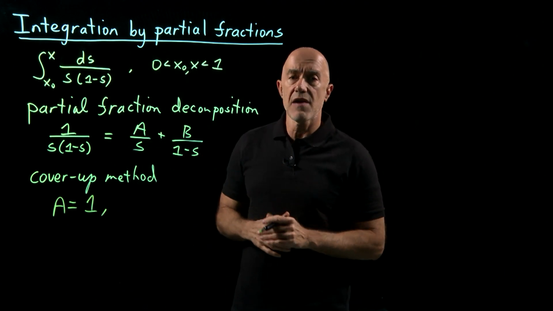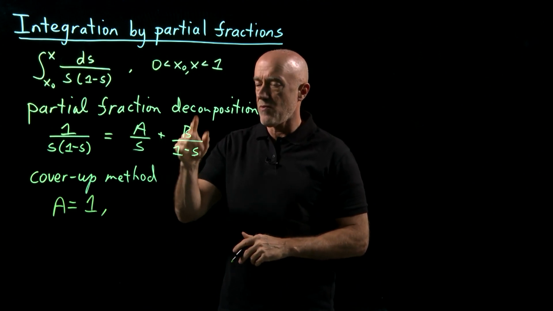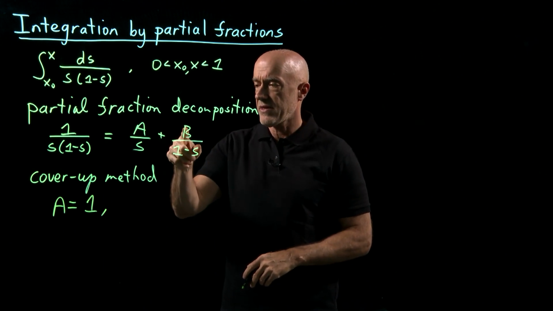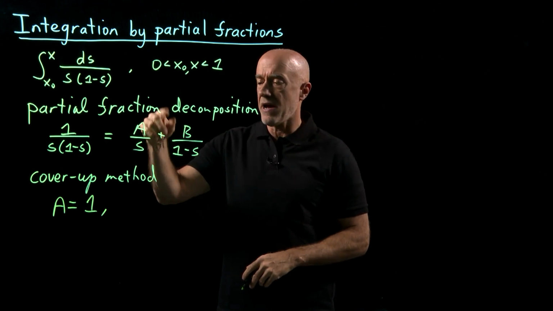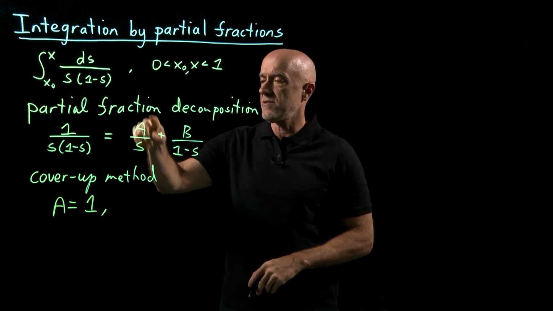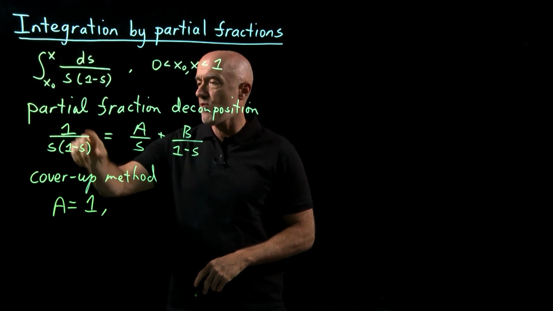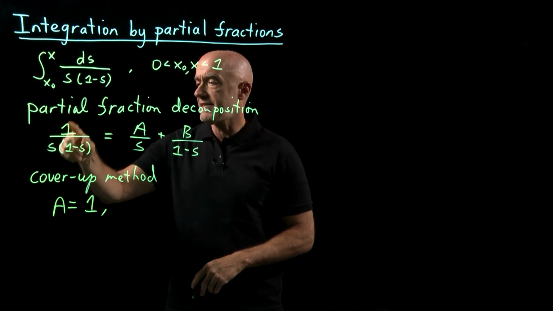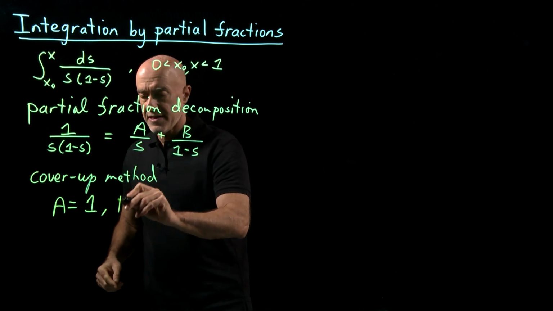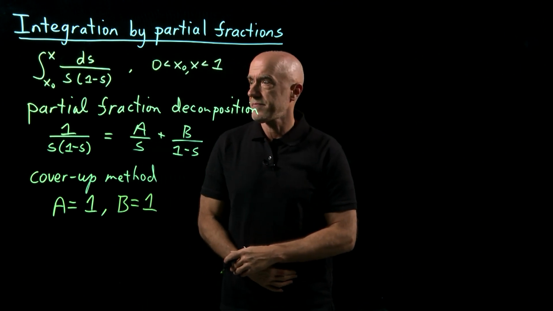Then we apply the cover-up method to get b. We multiply both sides by 1 minus s now, so the right-hand side becomes b. We multiply a over s by 1 minus s and set s equal to 1, so this first term will be 0. We multiply the left-hand side by 1 minus s, set s equal to 1, and we have 1 divided by 1. So in this simple example, b is also equal to 1.